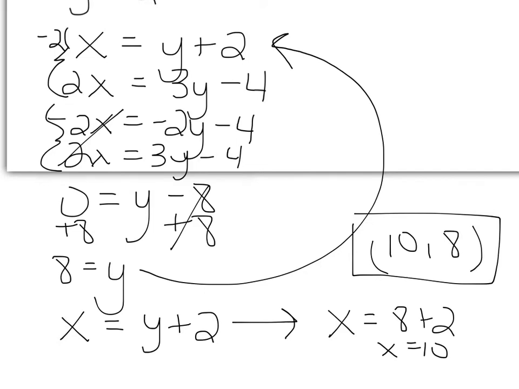So it says one number is 2 more than the second number. Yep, that's true. Twice the first, so 20, is 4 less than 3 times the second. So, yep, 3 times the second would be 24, so 24 minus 20 is 4. So, yep, you know that's the right answer.